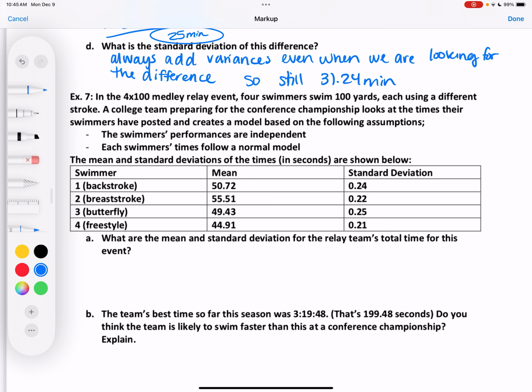So, the mean, we literally just need to add them all up because it's the total time. So, mean is going to be 50.72 plus 55.51 plus 49.43 plus 44.91. And that's going to give us 200.57 seconds.